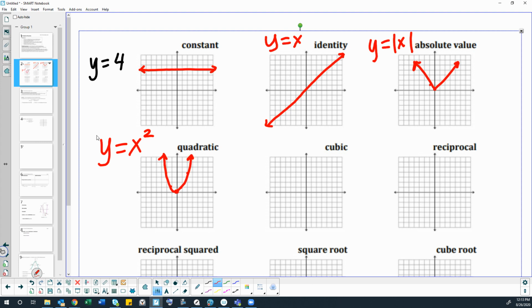So I wore my youth shirt today in honor of the parabola graph. Just kidding, I didn't even think about that, but there you go.